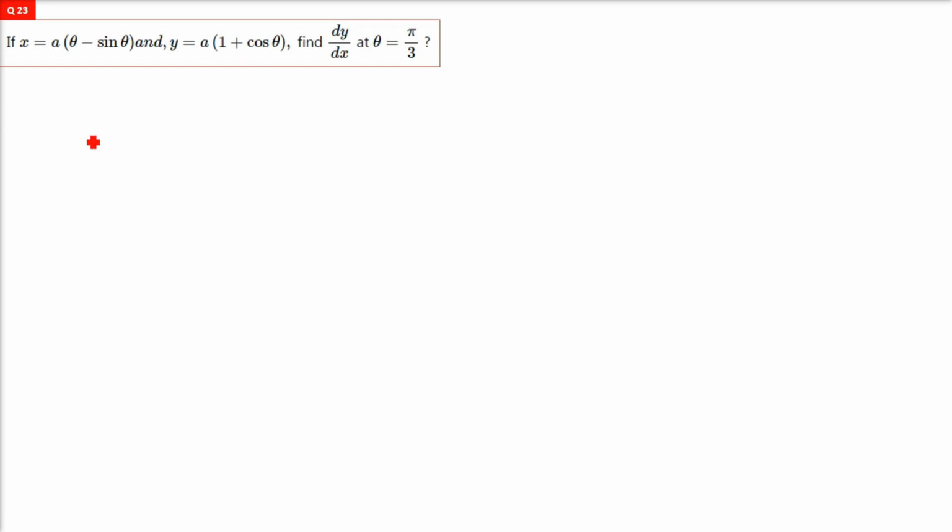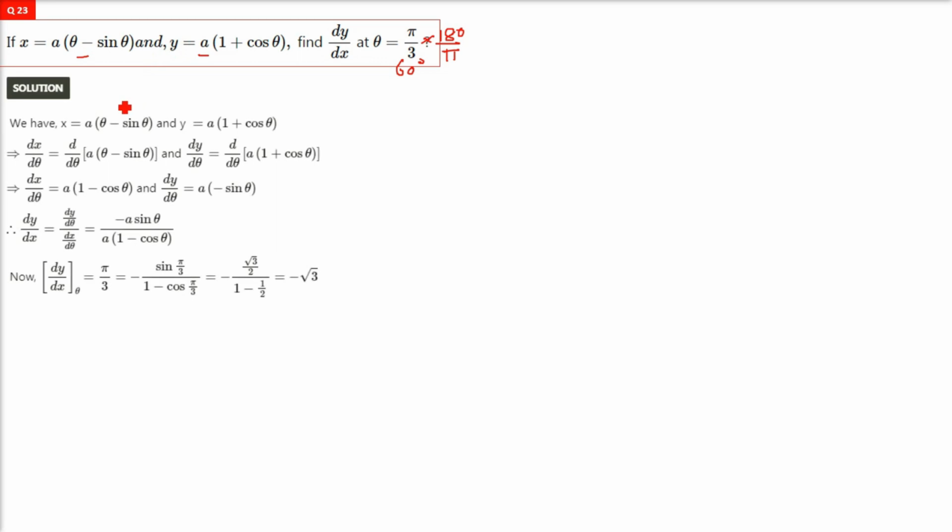Then we have x equals a(theta minus sin theta), y is a(1 plus cos theta). So we have to find out dy by dx at theta is equal to pi by 3. This first part, most of the time we have already done in previous questions. Pi by 3 is nothing but if you multiply it by 180 by pi, you will know the degree. That is 60 degree you have to keep when you actually find out the final result. So same thing we are going to do here.